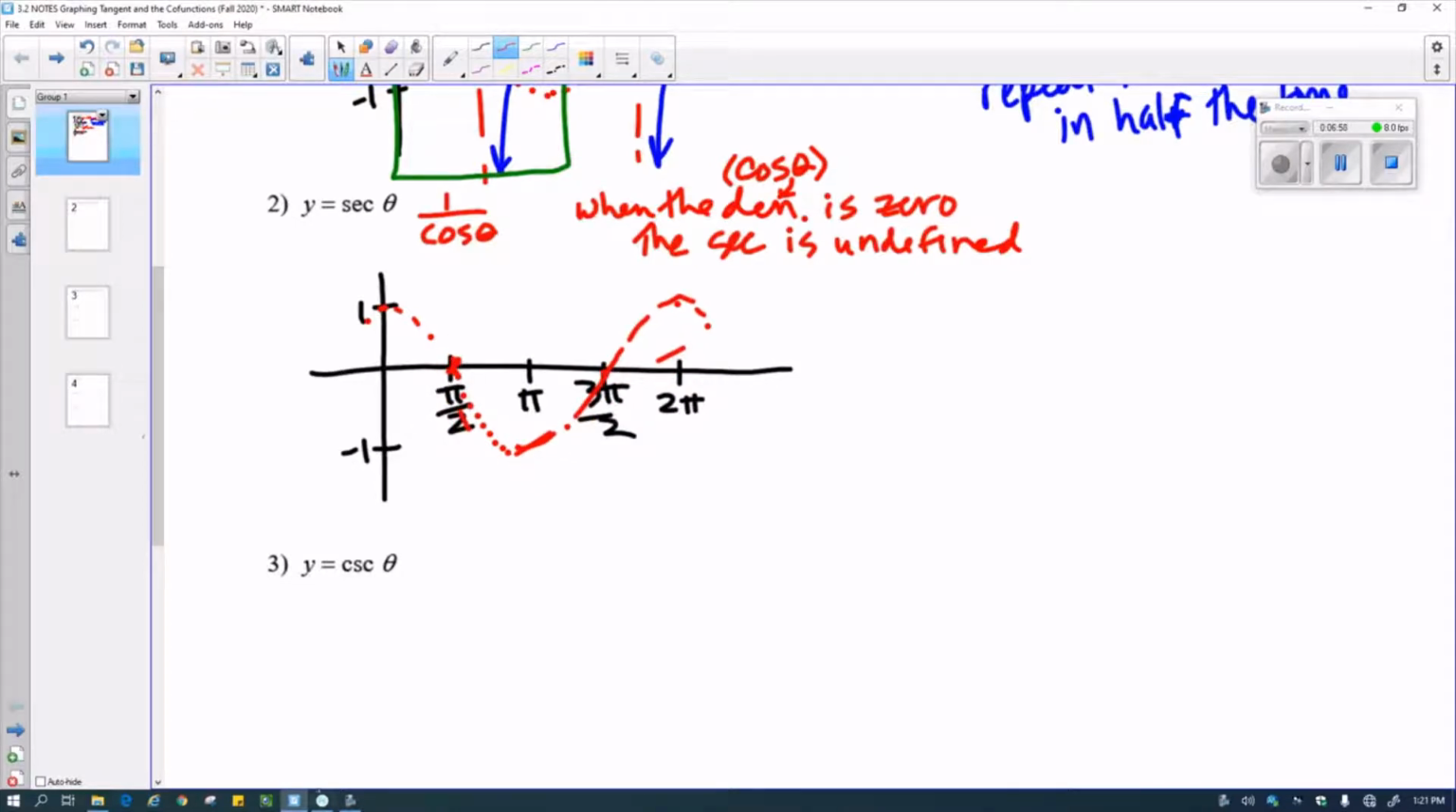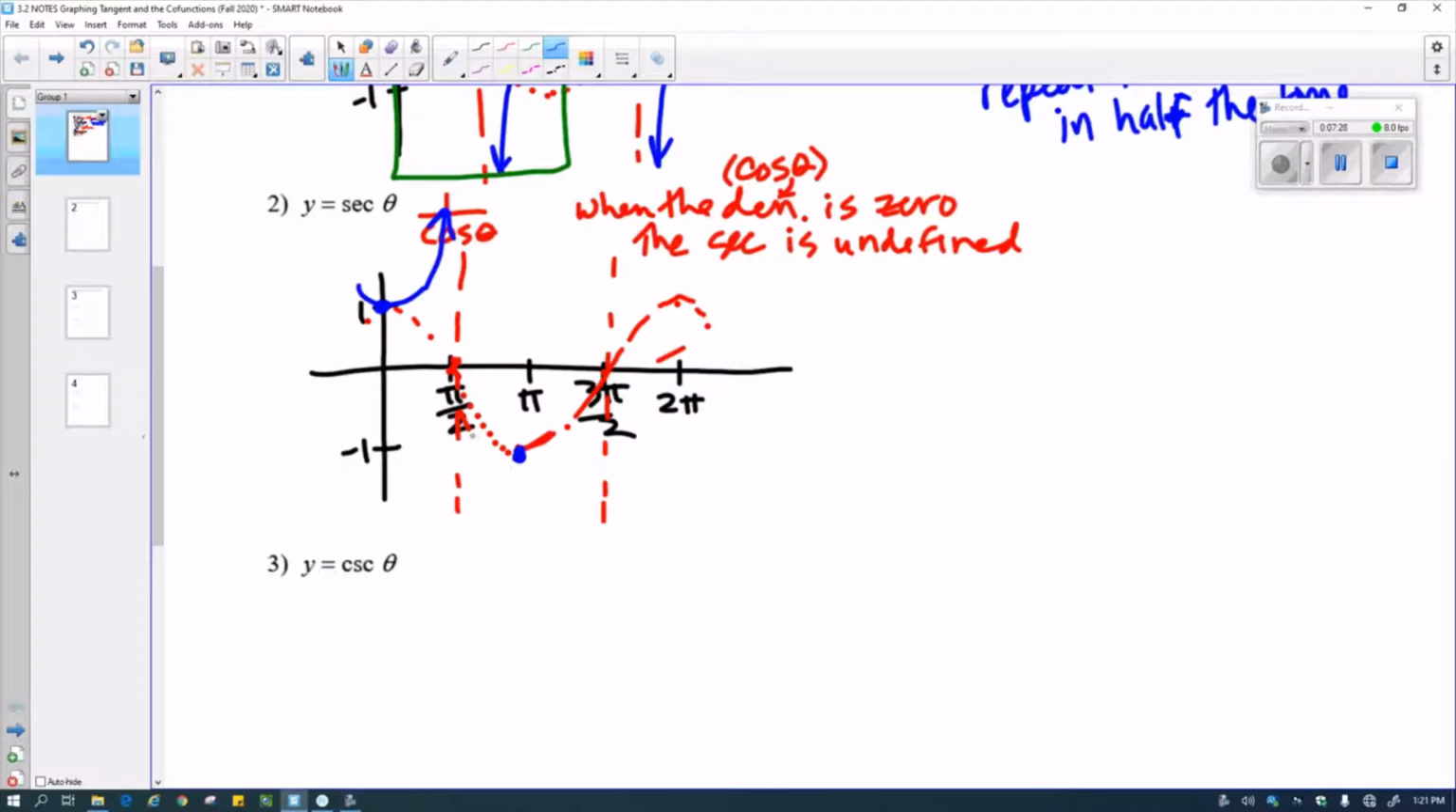The spots where the cosine crosses the x-axis. So here's an asymptote, undefined. Here's another asymptote, undefined. When I think about secant, secant is the reciprocal of the cosine, which means that when the cosine curves down, the secant will actually curve up. Now they share this point right here because the reciprocal of 1 is 1. The reciprocal of -1 is -1.